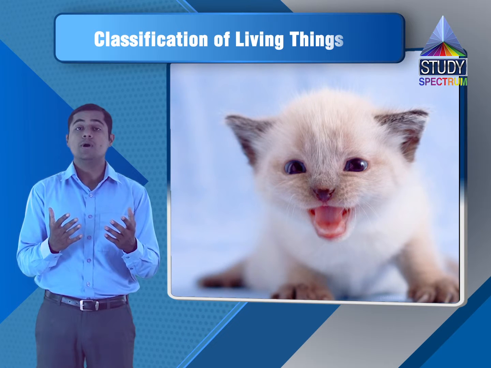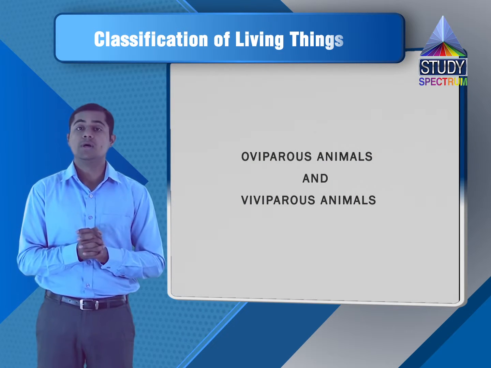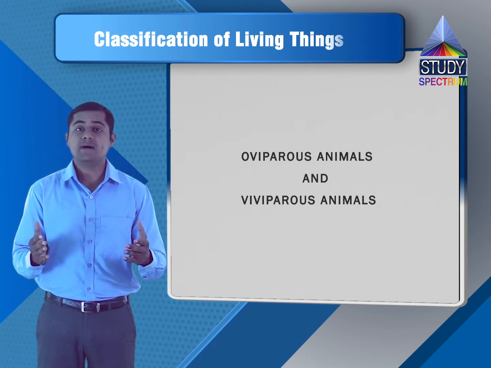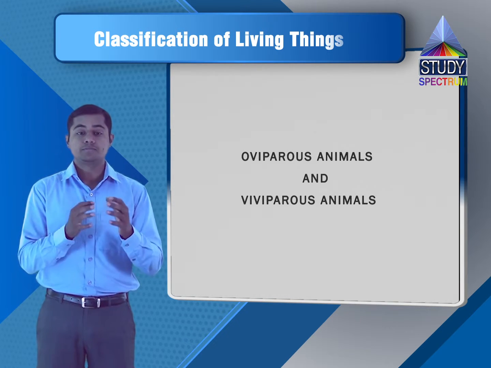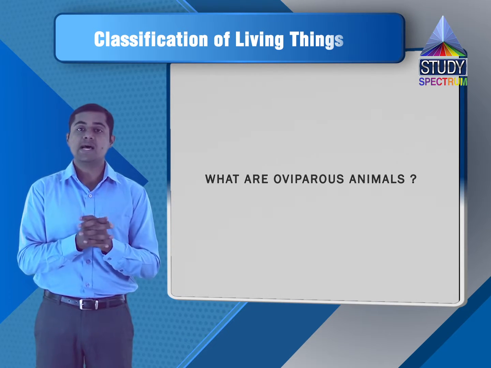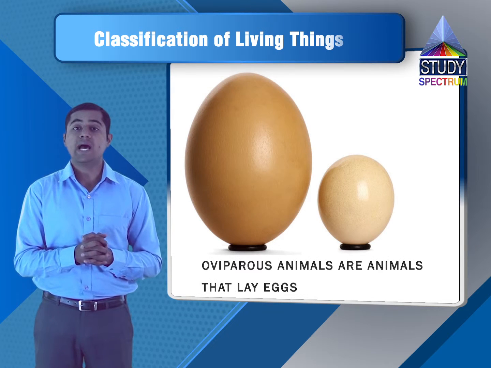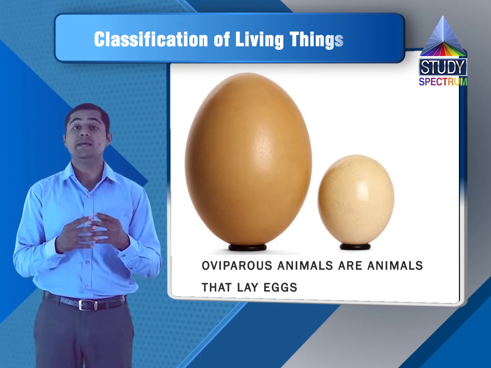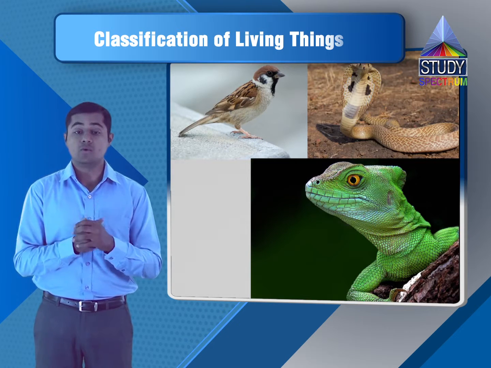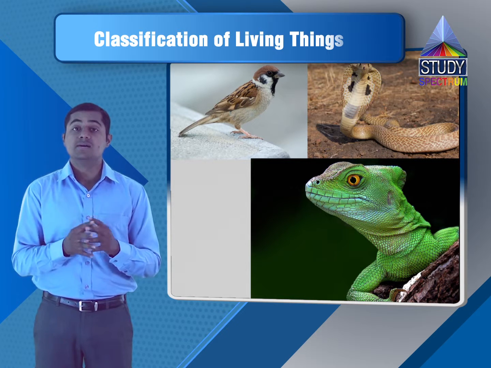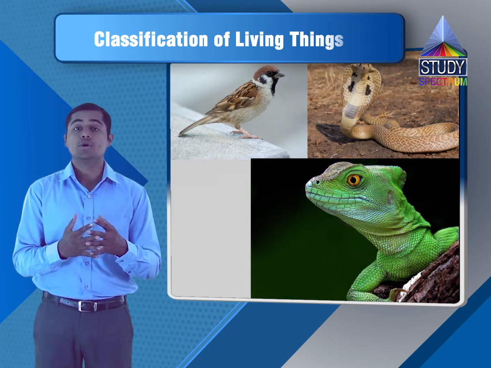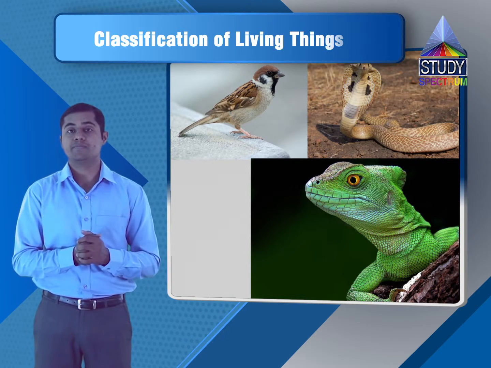So on the basis of how animals reproduce, we can classify the animals into two subgroups, oviparous and viviparous. What are the oviparous animals? The animals which reproduce by laying eggs and hatching them. For example, the sparrow, snakes, lizards. These are the animals which reproduce by laying eggs and hatching them.